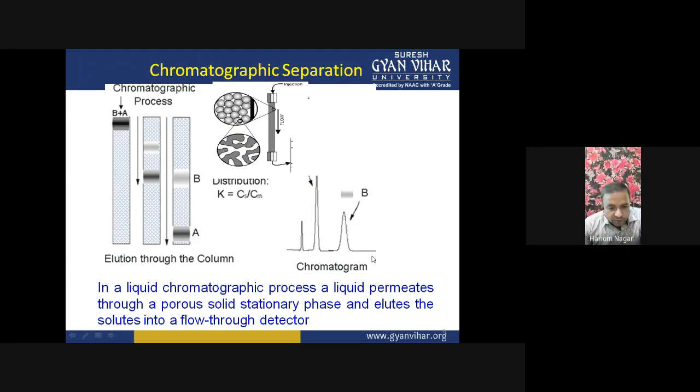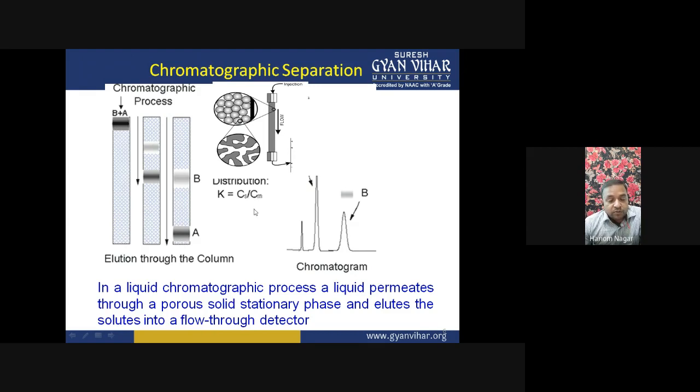So if this is increasing order, it means that A is eluted first and the second is eluted at the later time or the higher time. Okay. So this is the flow of the mobile phase in the column, and these are actually the particles of the stationary phase in the column.